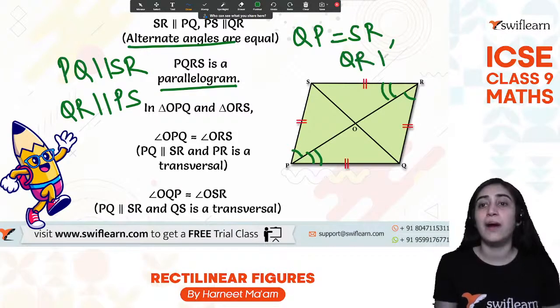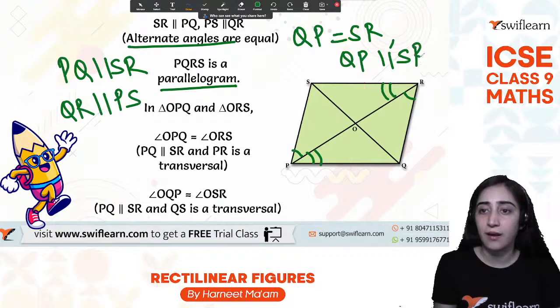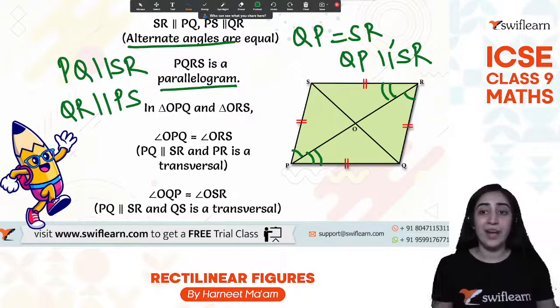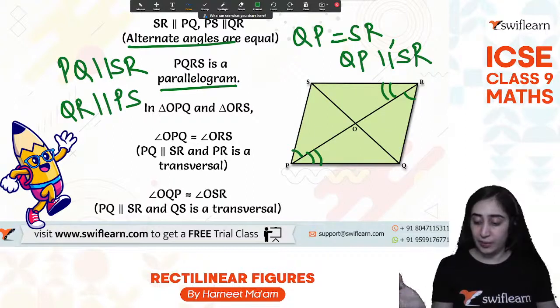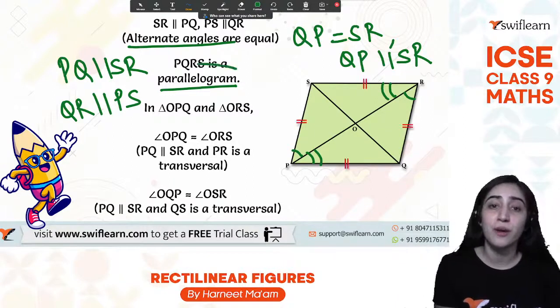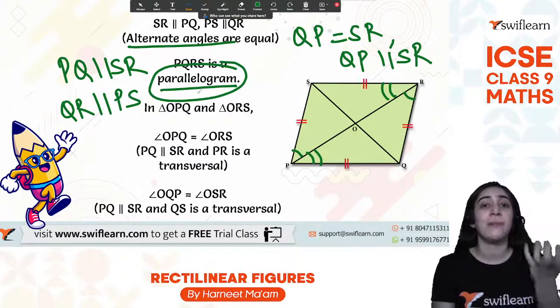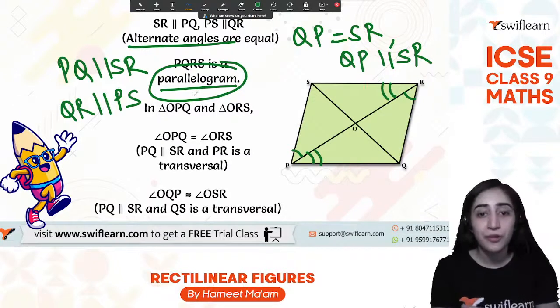PQ is parallel to SR. So now I know they are equal and parallel. So whenever I say the opposite sides are equal and parallel, they come into the category of a parallelogram. So that's why I'm able to prove that they are a parallelogram.